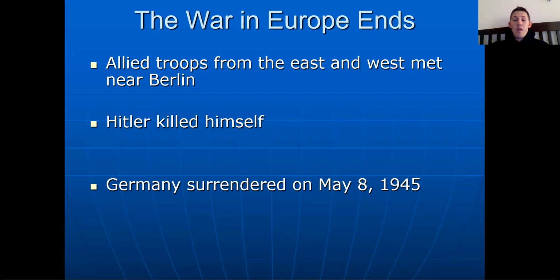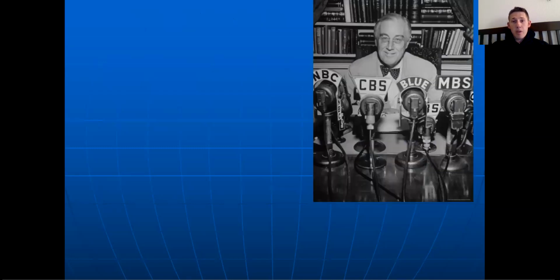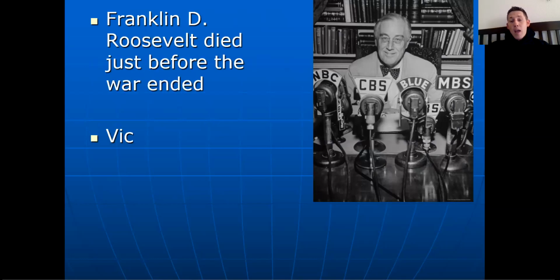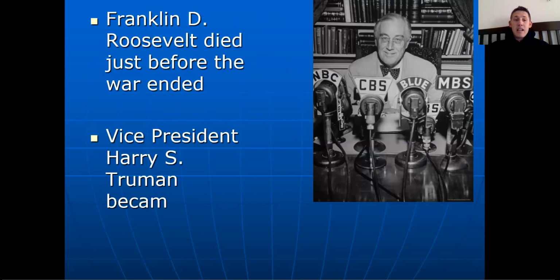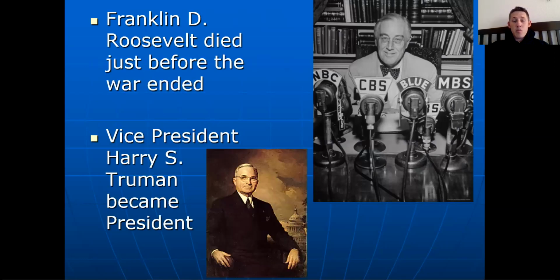Germany surrenders on May 8, 1945. This is going to be called VE Day, Victory in Europe Day. Okay, FDR, great guy. Right before the end of the war, he dies, and his vice president, Harry S. Truman, became the president. And the reason that's going to be important is because he is going to be faced with one of the biggest decisions that any president has ever had, and that's whether to drop the atomic bomb on Japan, which we will talk about next week.